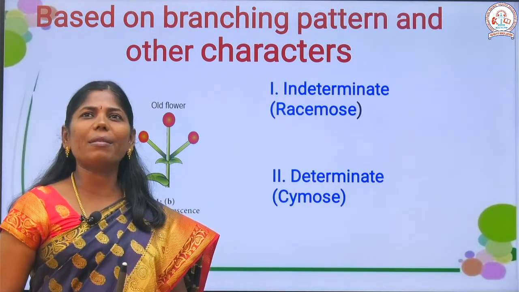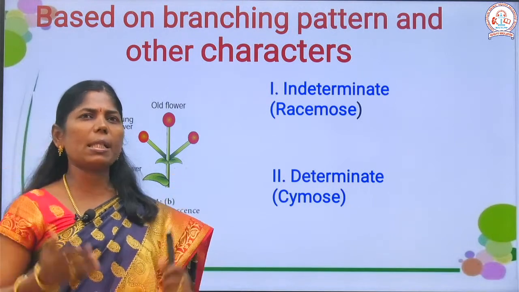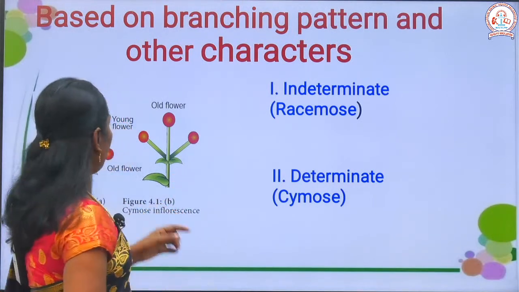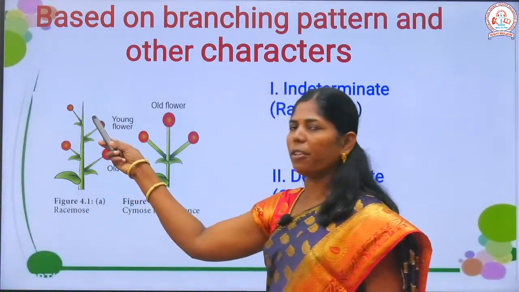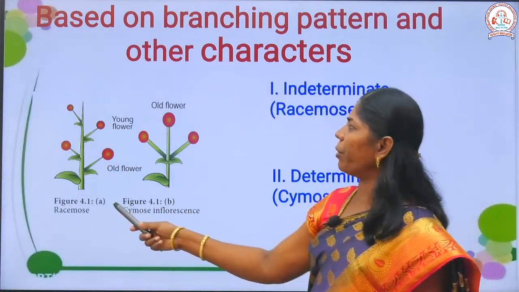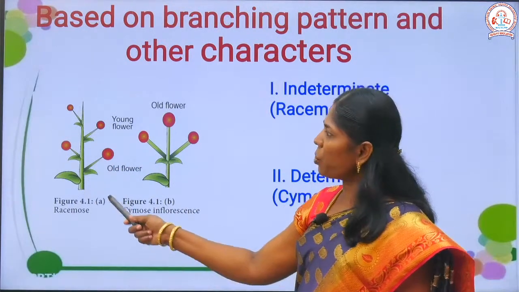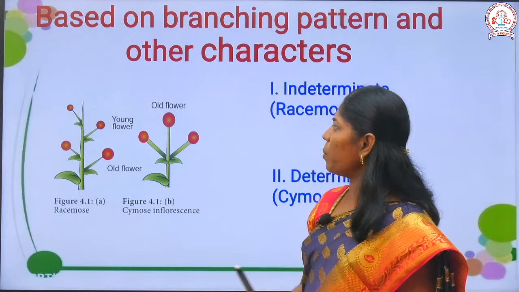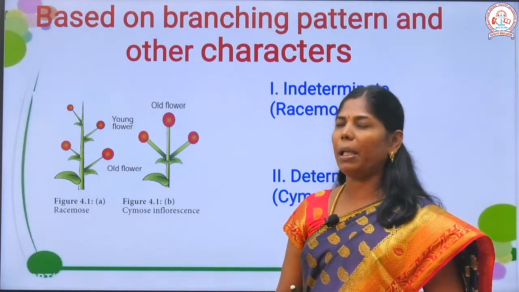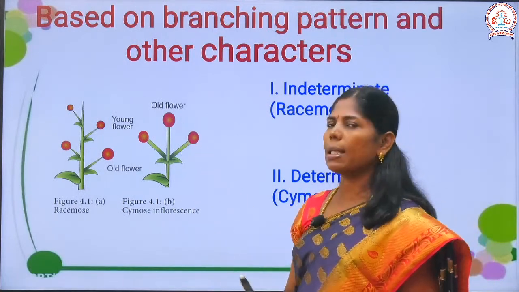Racemose means indeterminate, it continuously grows. We cannot see a flower in the terminal region. That is the example for racemose. It continuously grows, so that is called indeterminate. What about the cymose inflorescence? Here it is determinate, because in the apical region we can see the flower.